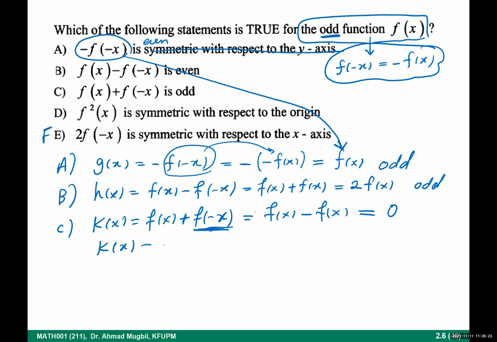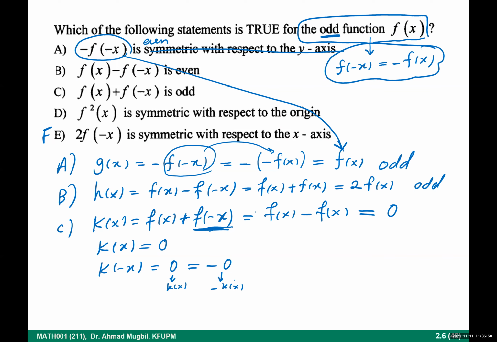K of x equals 0. Now how to know that it is even or odd? You will replace x by negative x. What will you get? 0 or negative 0? 0, which is also negative 0. So here we get our function back. Here we get the negative of our function. So is it even or odd?